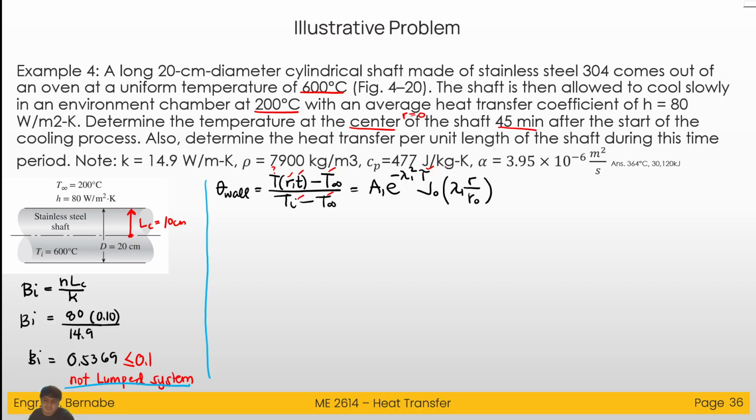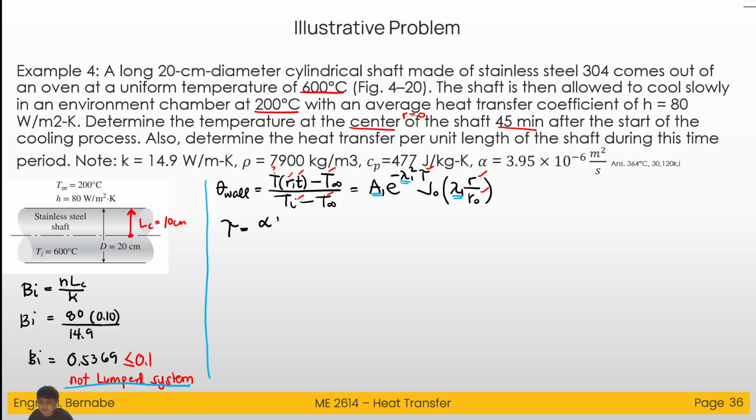Sorry, so r is equal to 0. So this will be okay. We can find this one using the table. We can solve for the temperature. So let's find first the Fourier number.